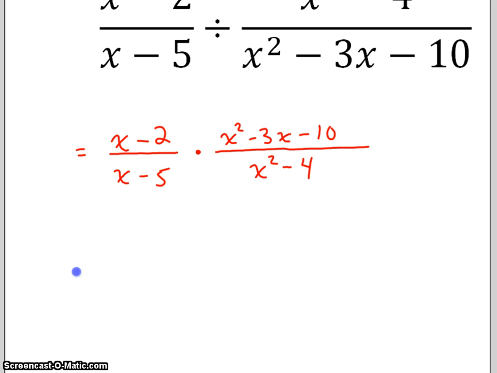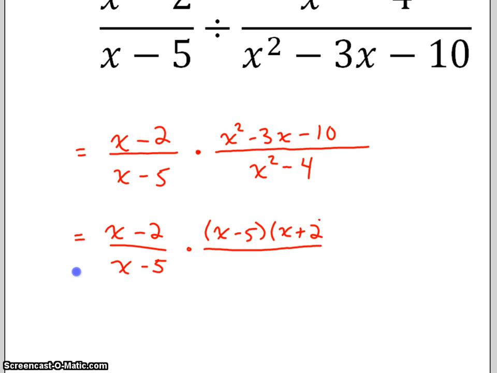Okay, now we need to factor. You can't factor the first rational expression, but the second one you can. So x squared minus 3x minus 10, we want to find two numbers that multiply to be negative 10 and add to be negative 3. That's negative 5 and positive 2. So we're going to get x minus 5 and x plus 2. Now, our denominator, x squared minus 4, is a difference of squares. So x plus 2 times x minus 2.